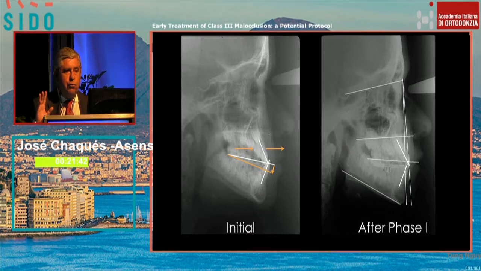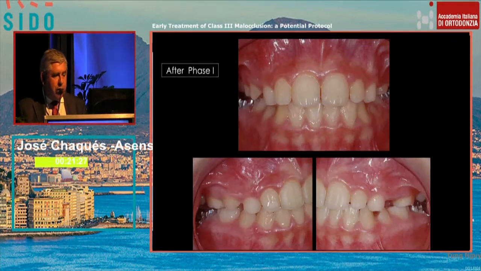Very important to remember that the classic protocol introduces an increase of the lower anterior facial height, so the lower third of the face will be increased no matter what you do with the classic protocol. It's important because we will go back to that point later on.